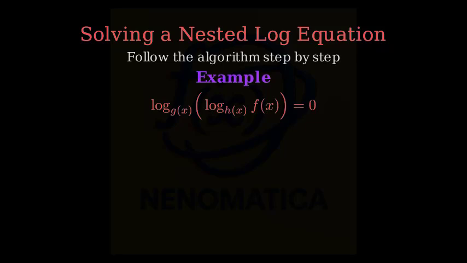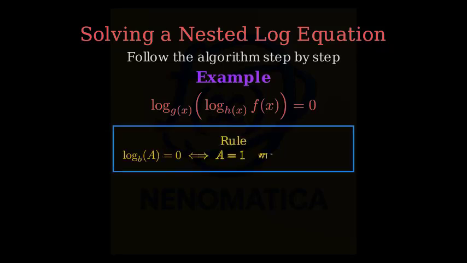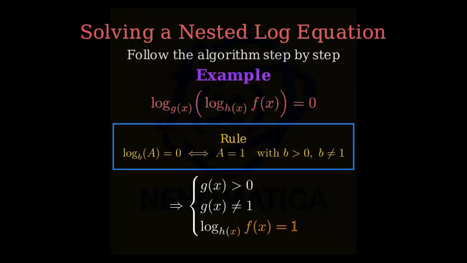Step 1. Use the definition. A logarithm equals 0 exactly when its argument equals 1, provided the base is valid. That gives the base conditions for g of x, and it sets the inner logarithm equal to 1. Step 2. Apply the same idea to the inner logarithm. Log base h of x of f of x equals 1 means the argument equals the base. The base h of x must also be positive and not equal to 1.